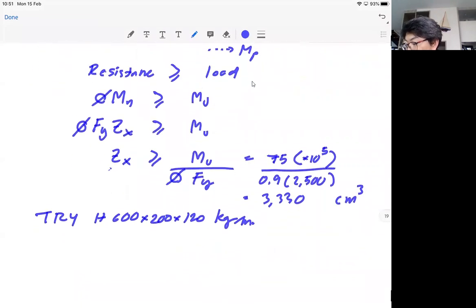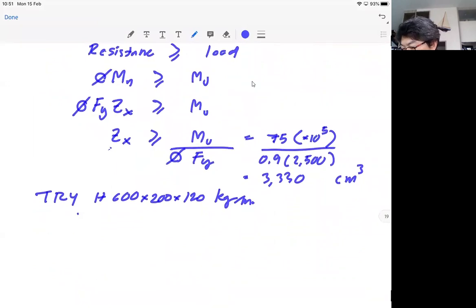And you say that your BF over 2TF is equal to 5.03. If you can recall your value of 0.38 square root E over Fy, maybe I should say this is lambda P, okay? That is 10.8 from previous calculation, if you can recall. So this is less than that, it is compact. And H over TW, here we go again.